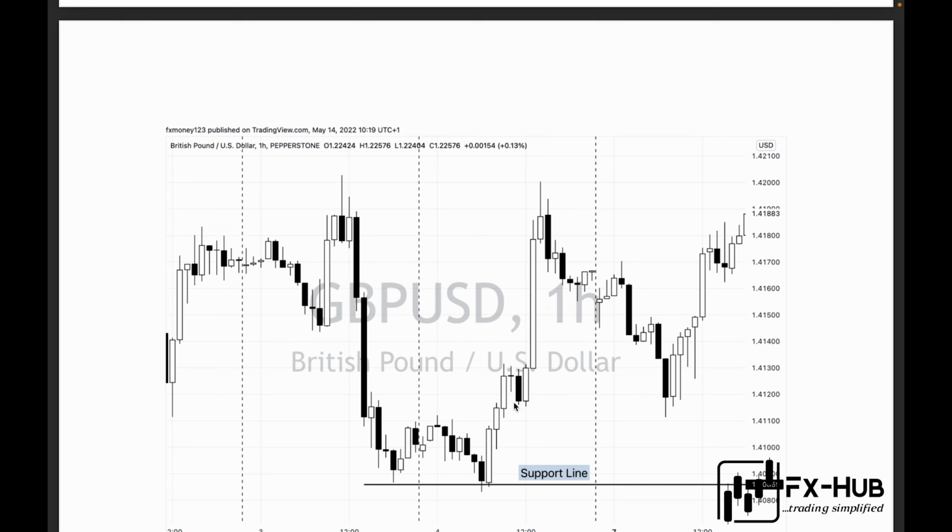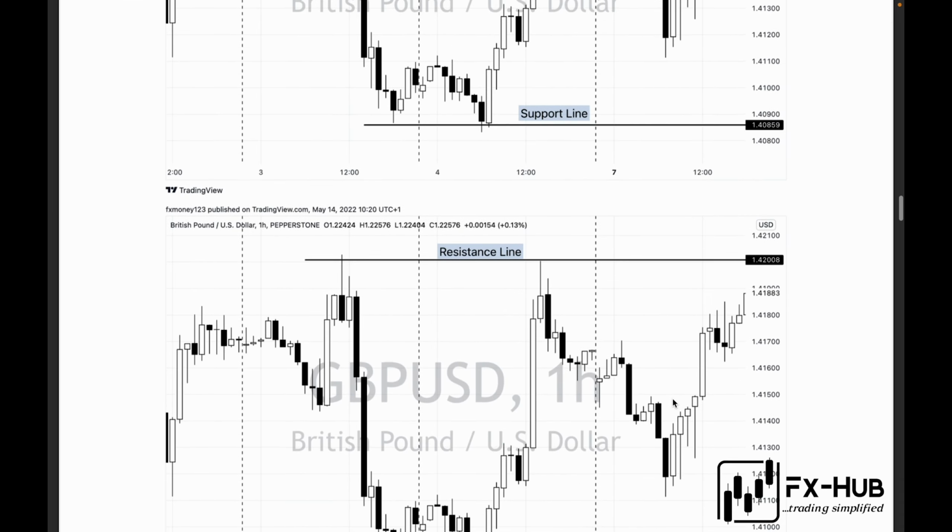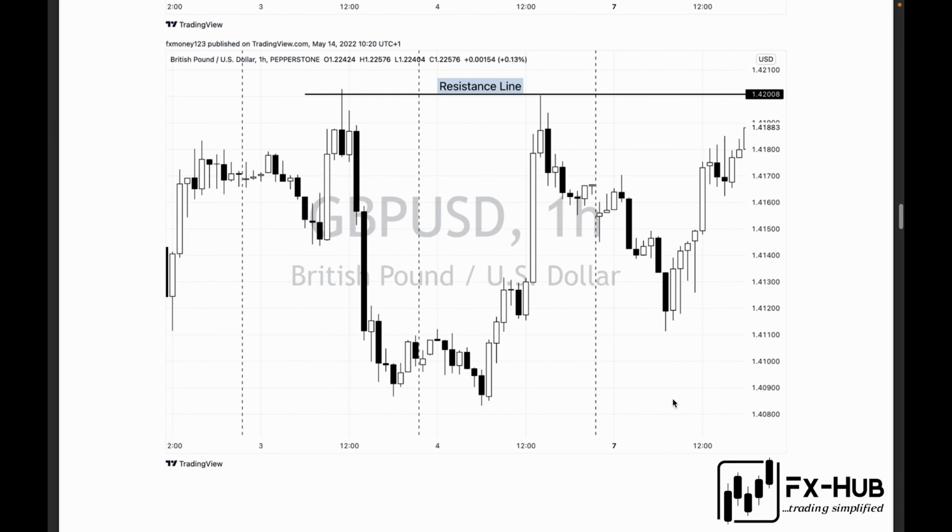So if you want to draw your line, what will you do? You just extend it with a straight line, expecting a similar reaction from it in the future. And if you watch, when the market came here the next day, it did the same thing. So let's quickly move to a resistance line.